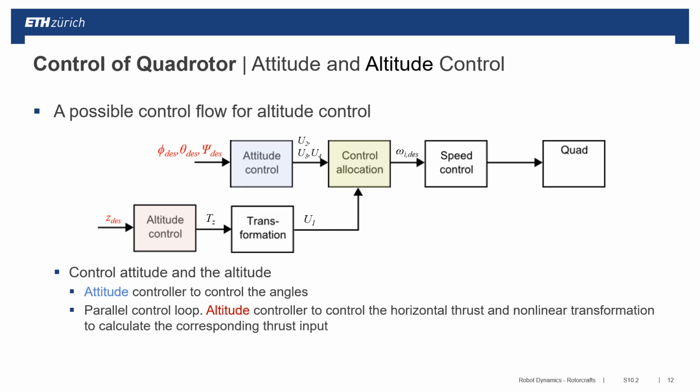With the allocation method we have just seen before, we can then convert and transform these virtual controllers into the real value of the rotational speed of the 4 propellers, and the speed controller of the motors will then guarantee that the speed which is desired will actually be applied to the quadrotor in order to control it in attitude and altitude.